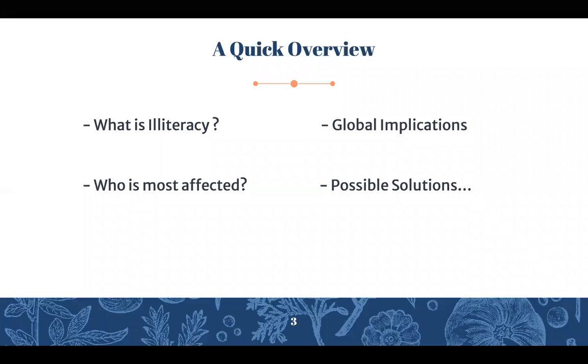Here's a brief little overview of what's to come. I will be talking about what illiteracy means, who it affects, its global implications, as well as some ideas on how to solve the problem of worldwide illiteracy.